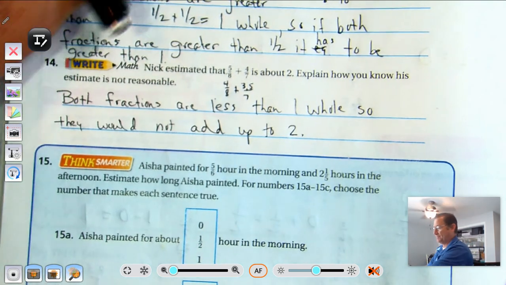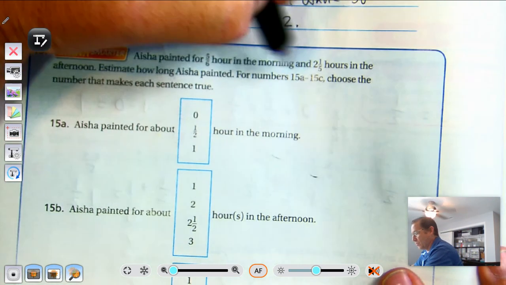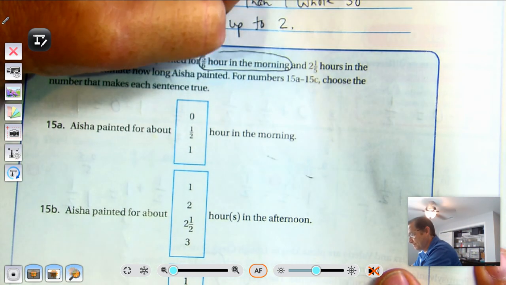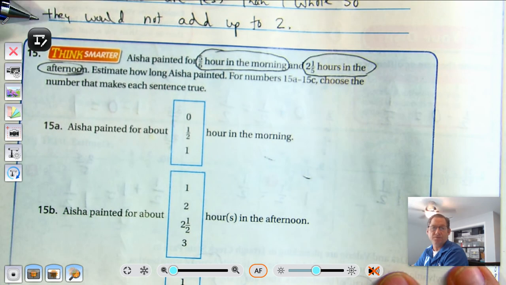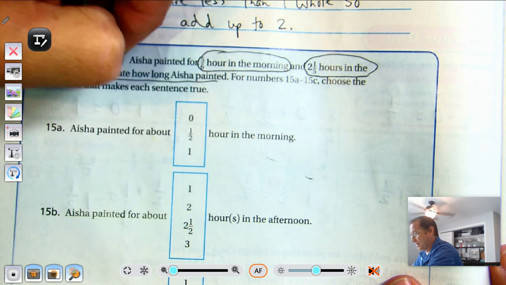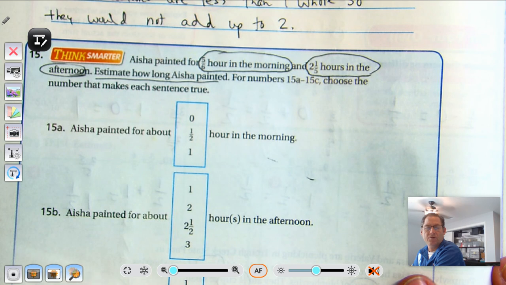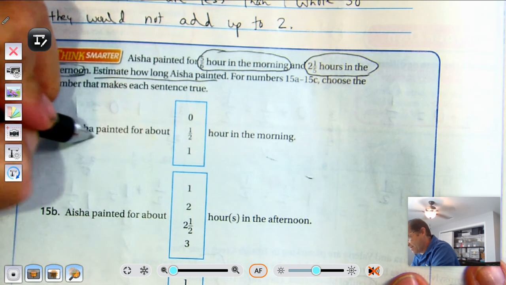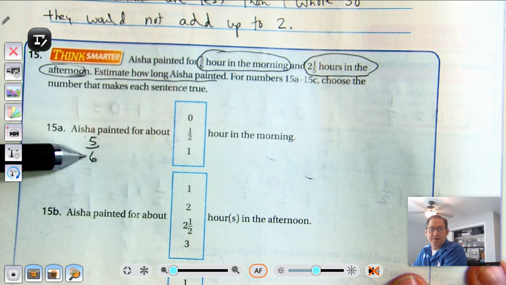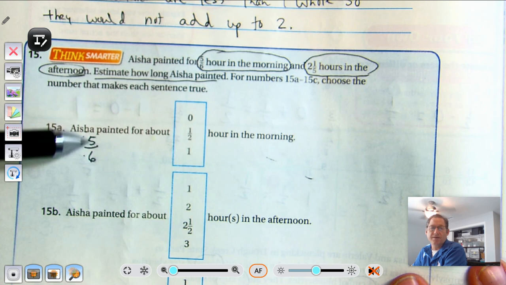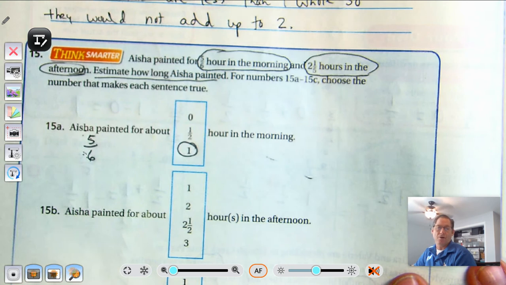All right, and 15. Aisha painted 5/6 hour in the morning, 2 1/5 hours in the afternoon. Estimate how long Aisha painted. All right, Aisha painted for about how long in the morning? Oh, it says 5/6 hours in the morning. Well, the numerator is almost the same as the denominator, so we know that when the numerator and the denominator are exactly the same, that equals 1. So that's going to be about 1 hour.